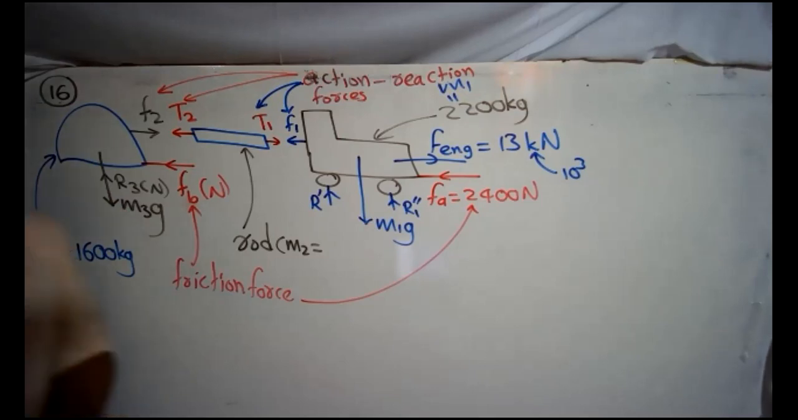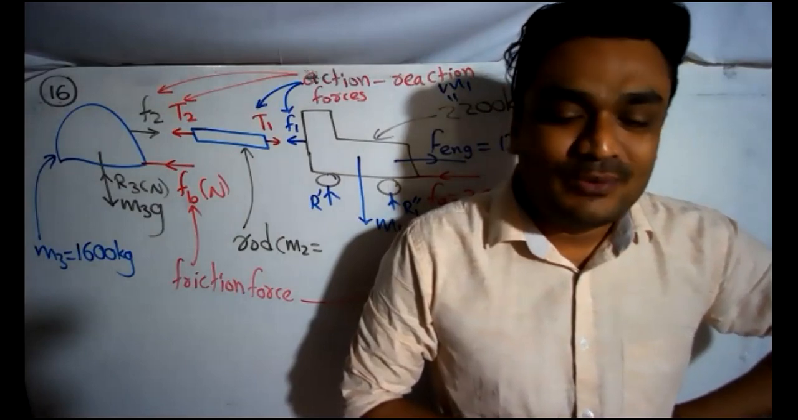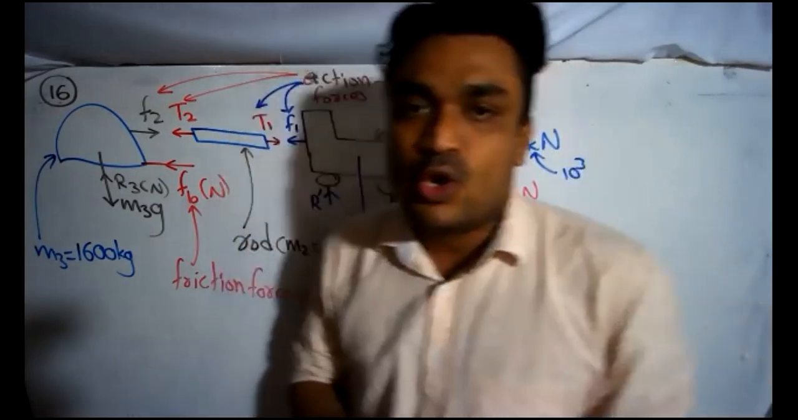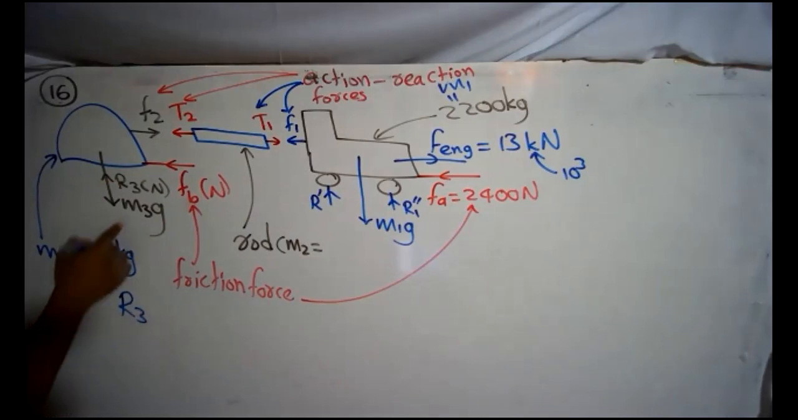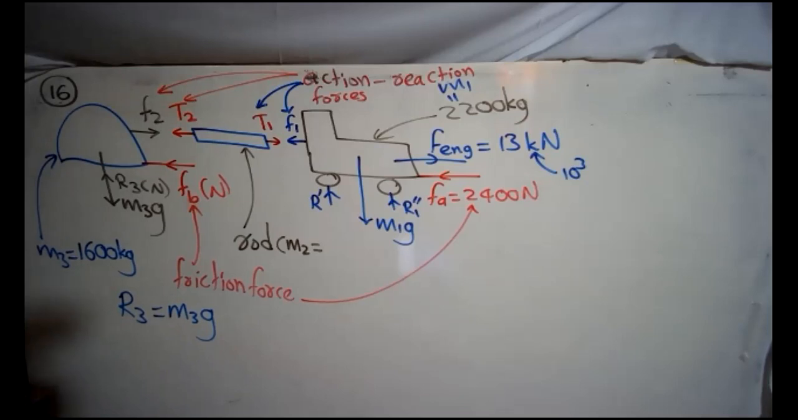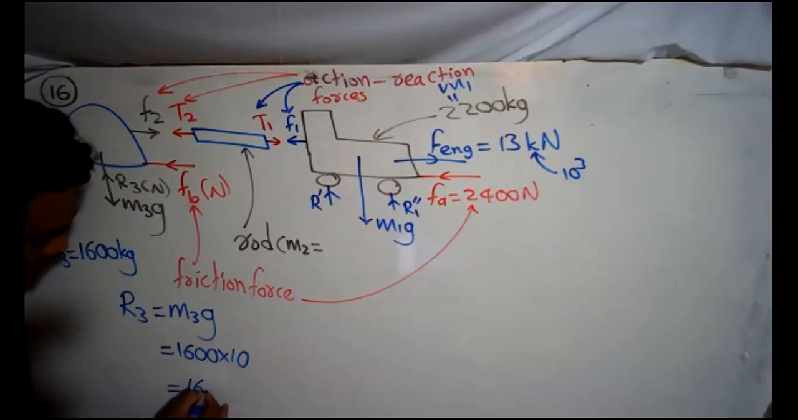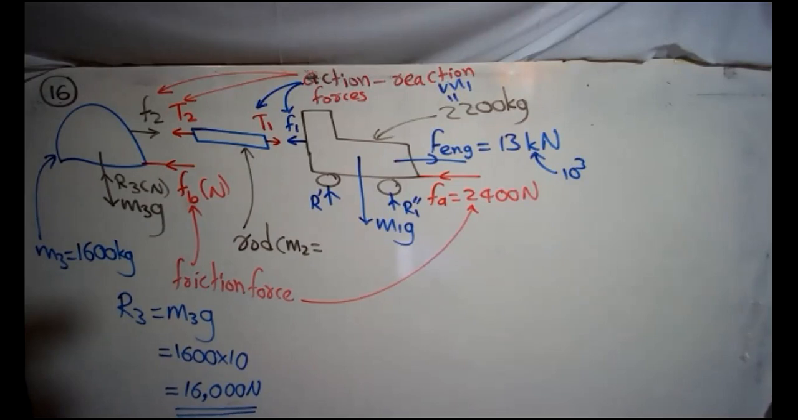So please write, as the stone does not have any vertical motion, this upward force R3 and the downward force M3G are equal. So M3G, mass of the stone, 1,600 kilogram, G is given as 10. So 1,600 into 10 is 16,000 Newton. Please complete this there. So we have found the normal reaction force given by the ground to the stone as 16,000 Newton.